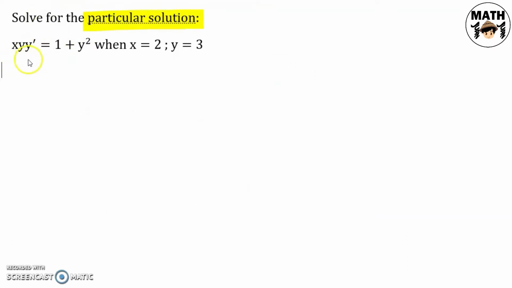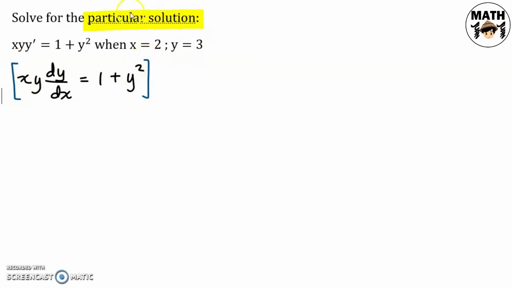So, let's try solving xy y prime equals 1 plus y squared. Palitan muna natin si y prime ng derivative of y with respect to x and we'll have xy dy over dx that is equal to 1 plus y squared. So, pagsama-samahin natin lahat ng x and y sa isang side lang. So, i-retain natin si y sa left side and lahat ng x lagay natin sa right side.